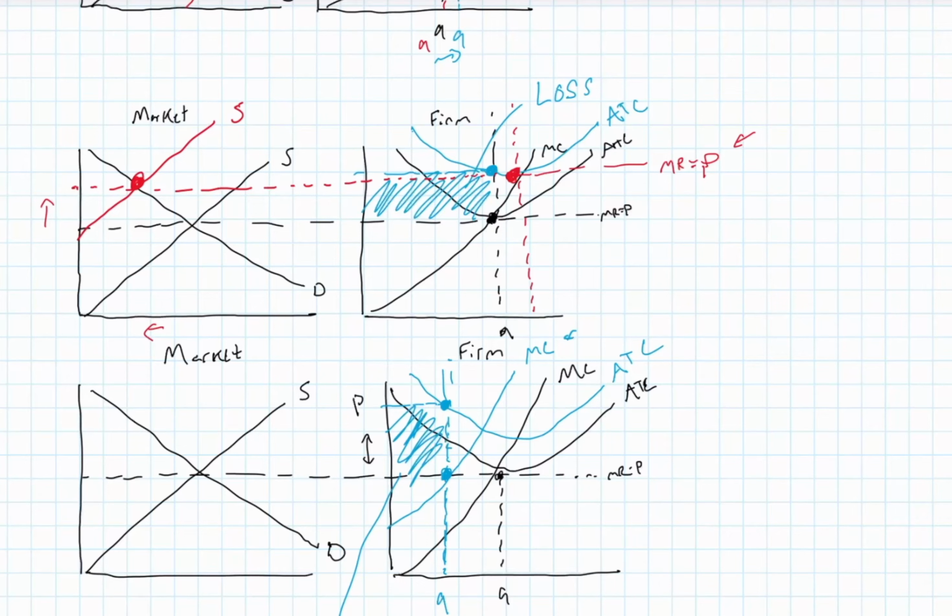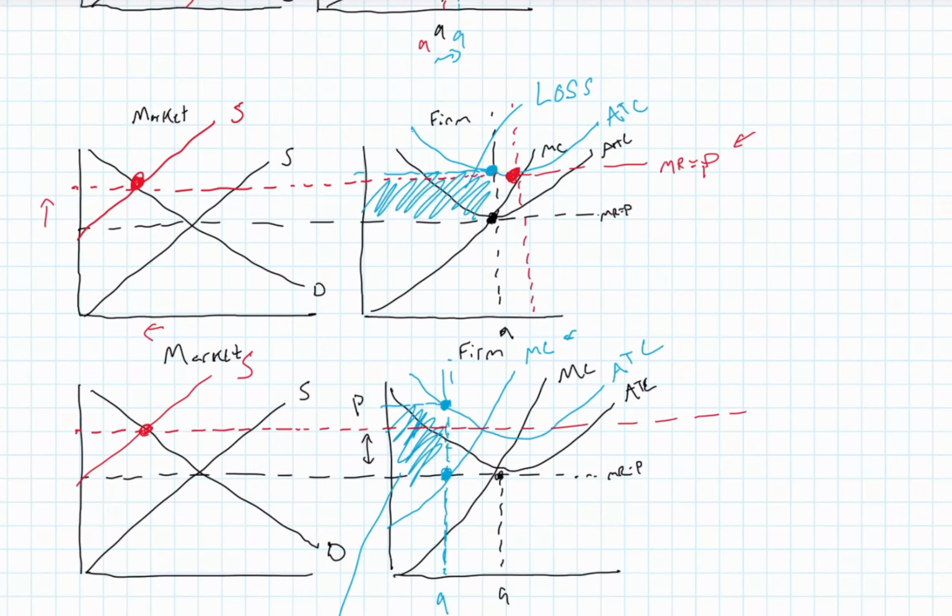Okay. So that should answer everything we need. We should have everything we need to answer the question for what happens in the market and the firm in the short run. Now let's do long run. Well, if every firm is losing money, then the supply will decrease. So we draw a red dot, draw a line going across.